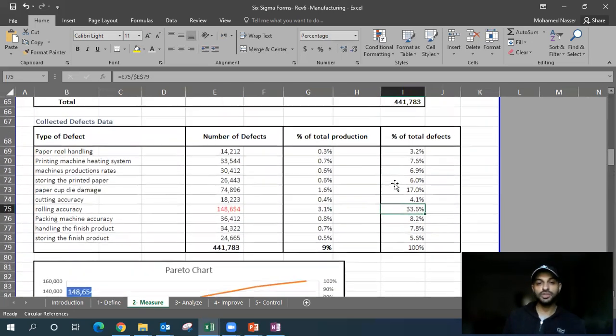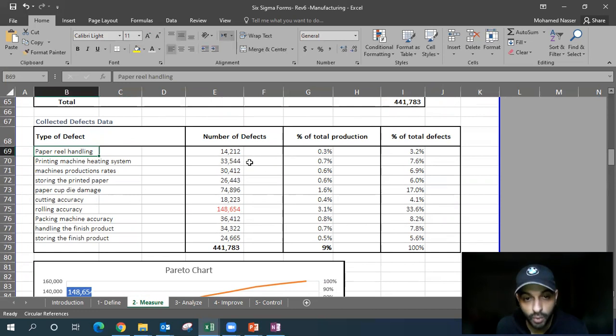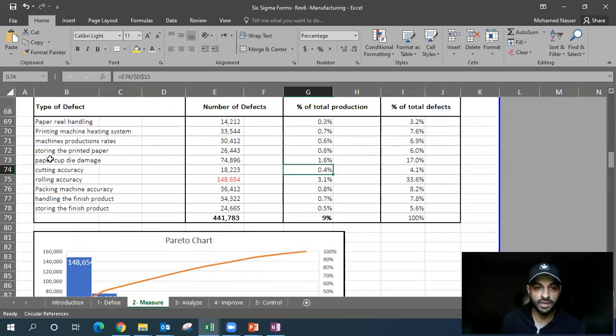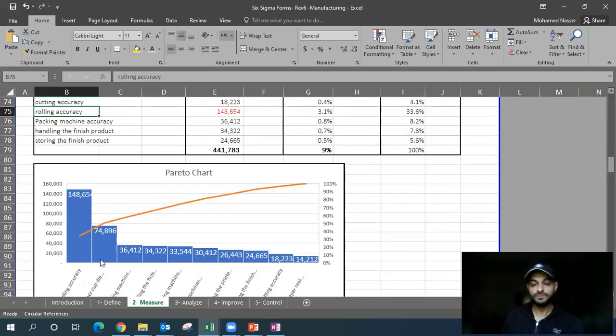So what I need to say, in your project, you will take this Excel sheet and just remove these defects and write your own, and the calculations will be calculated automatically. The sheet and the curve will also be calculated automatically. So in this Pareto chart, the majority is the rolling accuracy, okay?